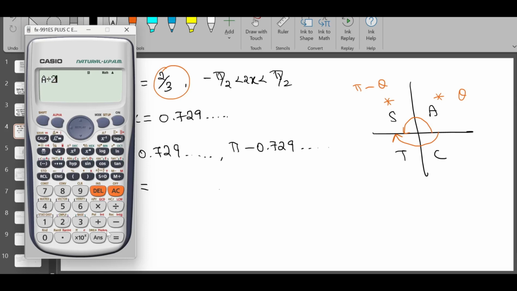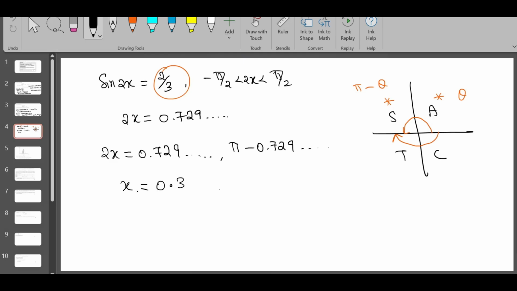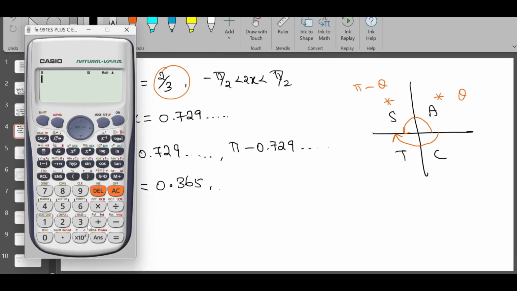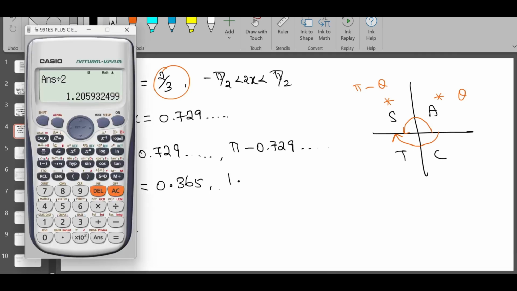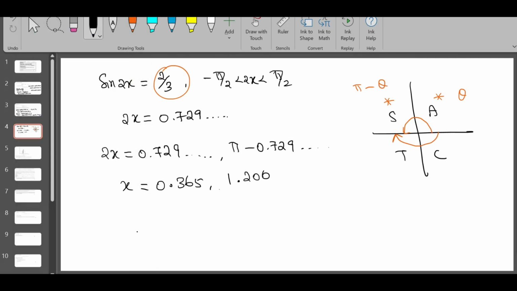a divided by 2 is 0.365, which is one solution. And then pi minus the principal value divided by 2 is 1.206, which is not a solution.